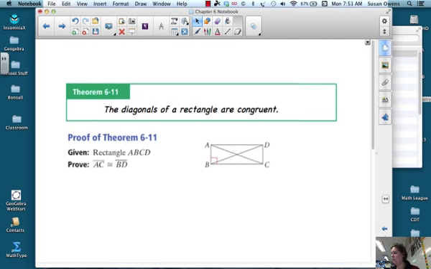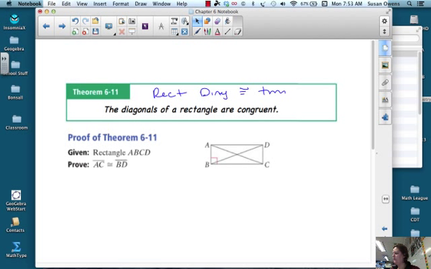The diagonals of a rectangle are congruent. So if we have a rectangle, the diagonals are congruent. So this one is the rectangle diagonal congruent theorem. Okay, and we'll prove this one in class.